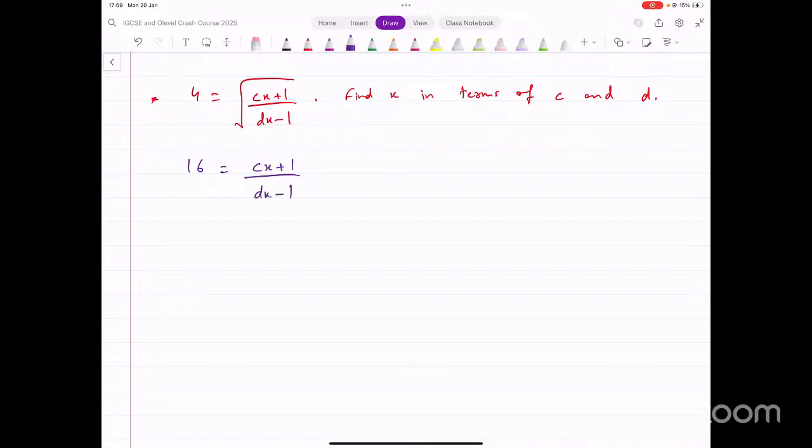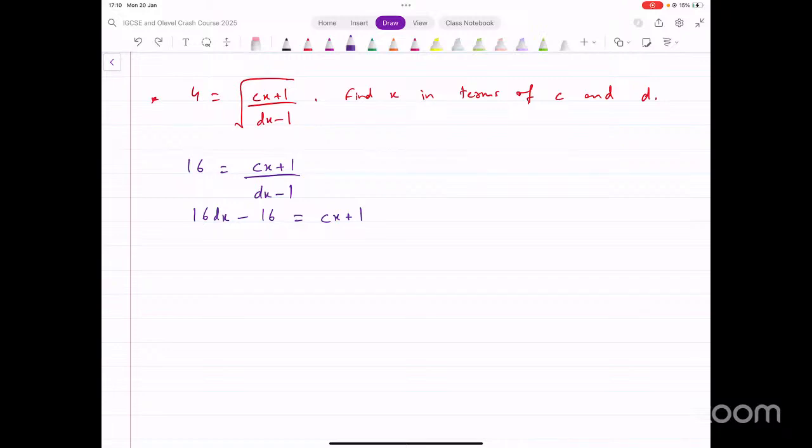Okay, remember, we want to make x the subject. All right, so we have this x here, we have this x here. We want x terms on one side, everything else on the other side. But before we can do that, let's get rid of this fraction. First of all, multiply this denominator on the left side. What do we get? 16 times this. That would be 16 dx minus 16 equal to cx plus 1. Okay, this is what the equation becomes when you multiply this on the left side.